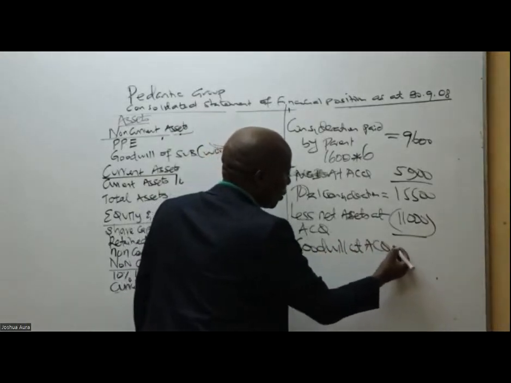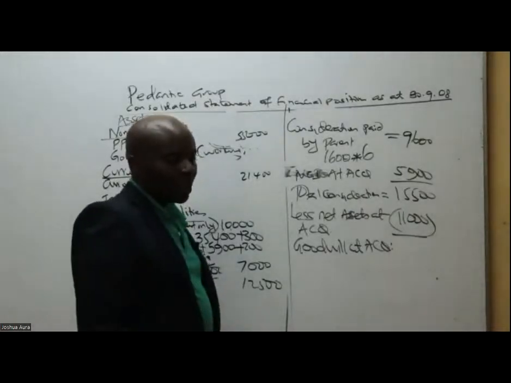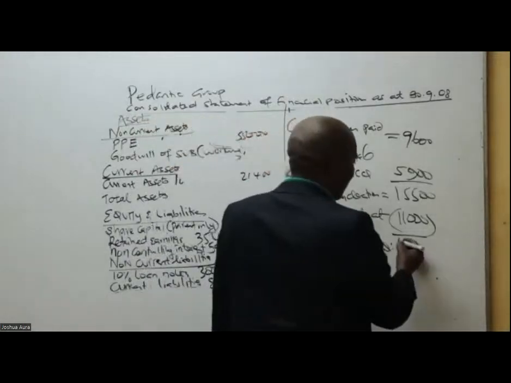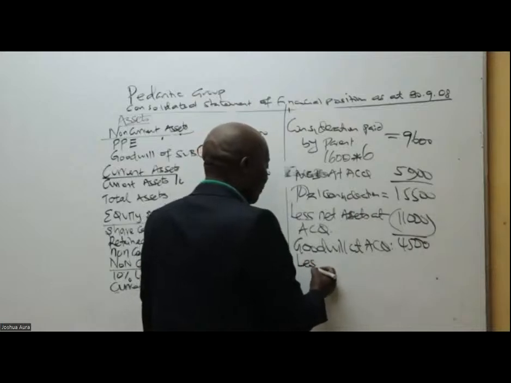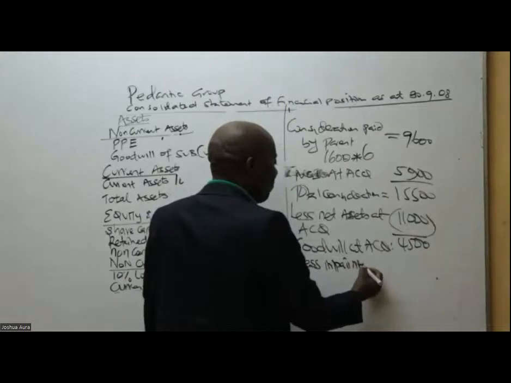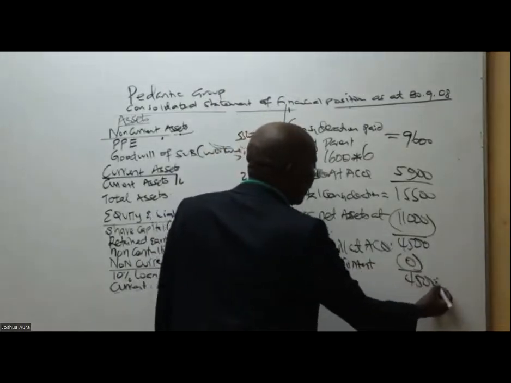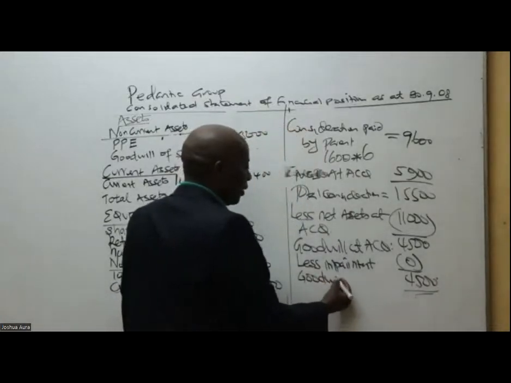at acquisition. So goodwill at acquisition, what figure do we have? It's 4,500. So come here and subtract impairment. Loss in value of goodwill is called impairment. If you remember impairment, there was zero impairment. So this means that goodwill at reporting is 4,500.